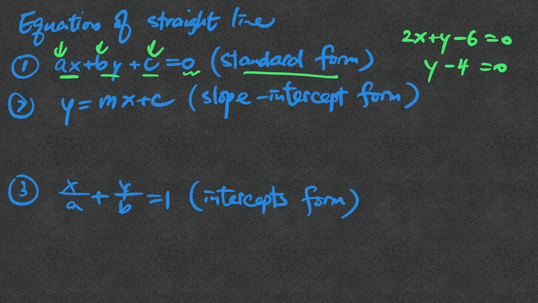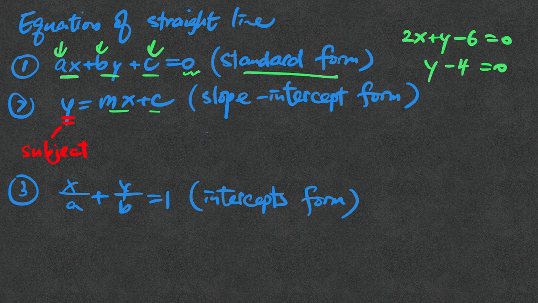Next, the second one, which will be used quite often in the future, is called slope-intercept form. The format is special because we will put y as the subject. That means it will be a single y on the left-hand side equal to mx plus c. That means it's equal to a certain quantity of x, like 2x, 3x, minus x, etc., and add a constant, maybe plus 1, minus 5, plus 7, etc.